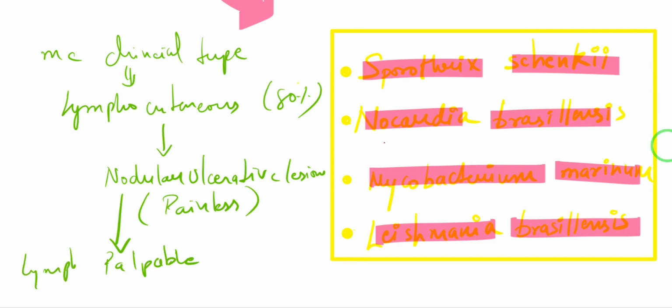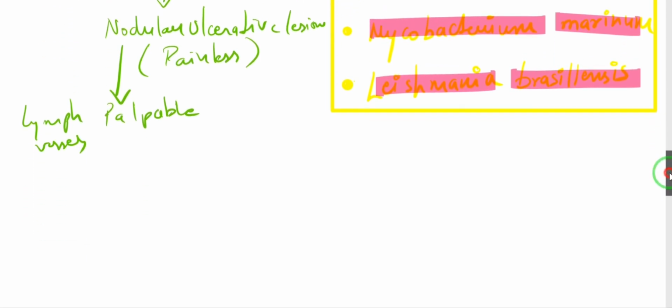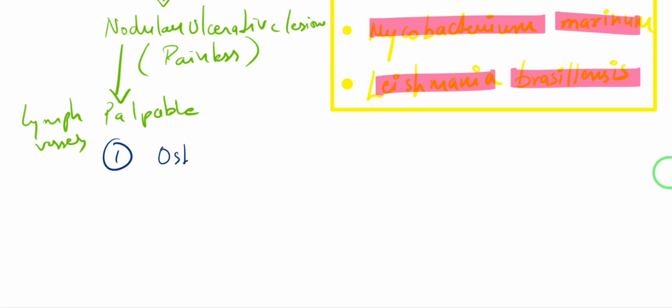Lymph vessels are palpable. Okay, so what are the other clinical types? We have seen the most common one. So the other clinical types are, first we have osteoarticular type. Okay, osteoarticular type of sporotrichosis. It is not most commonly, but usually it is going to be seen in alcoholics.